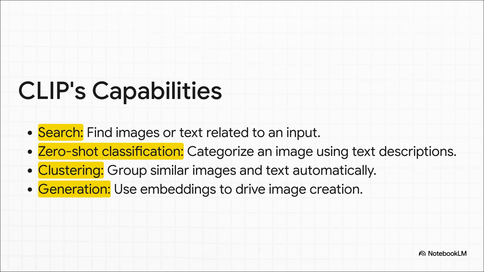It unlocks amazing things. For search, you can now find a photo just by describing it. No tags needed. For classification, it can categorize an image without ever having seen a labeled example before. It's perfect for clustering, grouping similar images and text together automatically. And of course, the big one, generation. This is the core technology that lets us create entirely new images just from a simple text prompt.